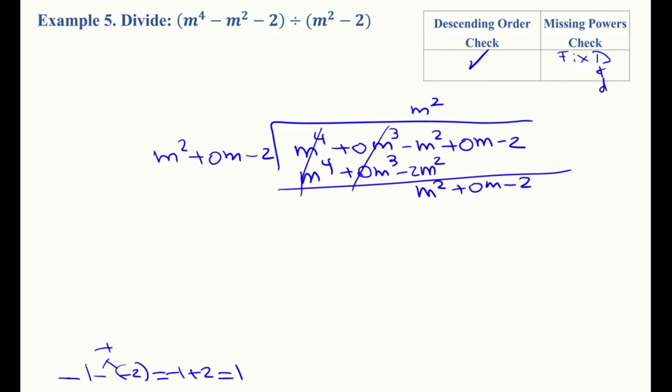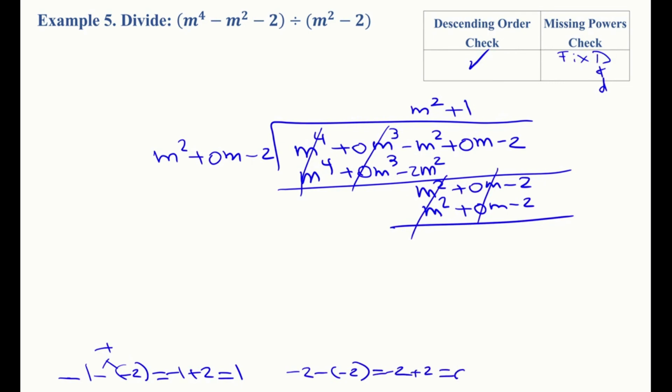Now go ahead and divide m squared by m squared. So you get a plus 1. And we go ahead and multiply the 1 by all of that. And of course, that won't change anything. We just get m squared plus 0m minus 2. Cancels, cancels. And of course, negative 2 minus negative 2 is negative 2 plus 2, which is also 0. So the remainder is 0, which means m squared minus 2 goes into m to the 4 minus m squared minus 2 exactly m squared plus 1 times.